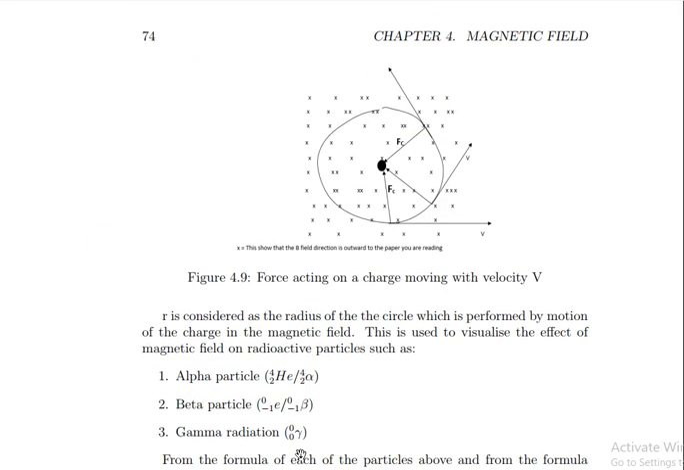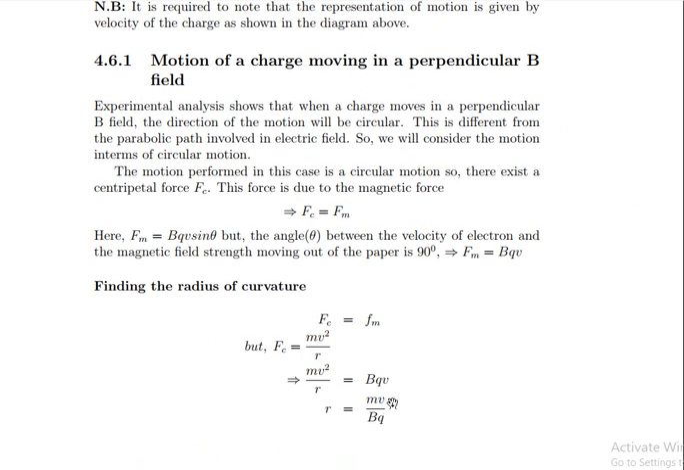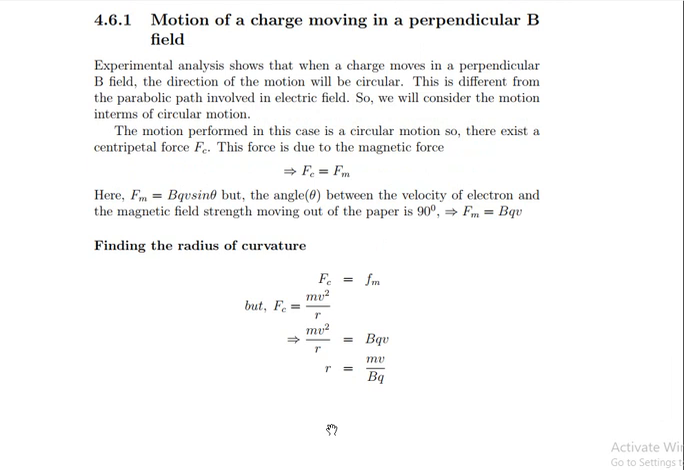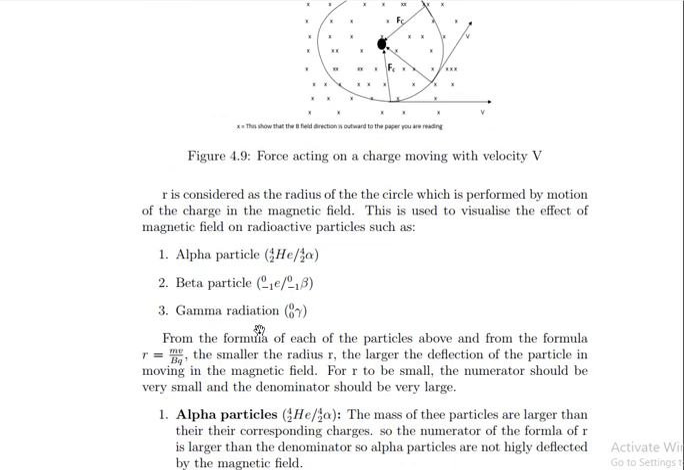In the case of gamma radiation, the velocity of gamma radiation is the most extreme velocity known. Gamma radiation consists of electromagnetic waves, and the velocity is 3 times 10 to the power 8 meters per second. Since the velocity is very high, the radius of curvature is going to be very high, and thus the deflection is going to be less considerable. Comparing all this, gamma radiation is the least deflected by the magnetic field. Then the alpha particles come second, and the most deflected by the magnetic field are beta particles.